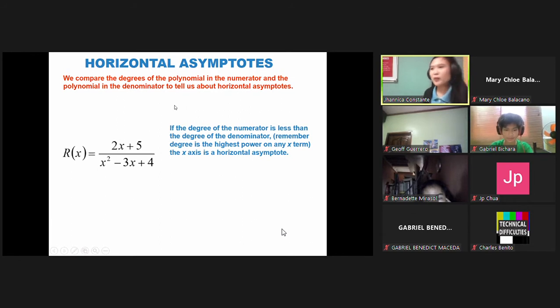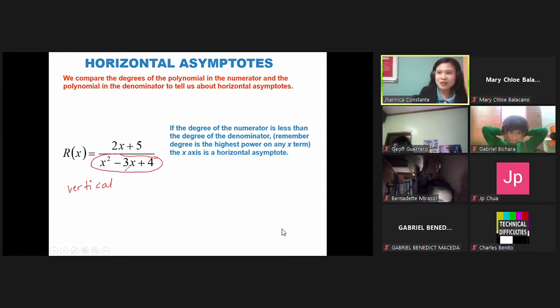For example, we have this function, which is 2x plus 5 over x squared minus 3x plus 4. And we need to find out the vertical and the horizontal asymptote of our function. So let's start with our vertical. Again, for the vertical asymptote, you need to factor the denominator of our function. It's the same as what we had a while ago.